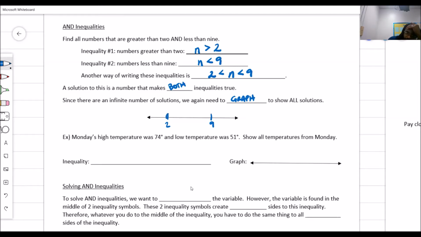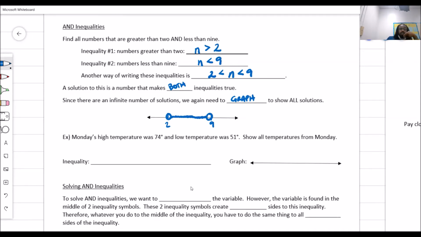Okay, so I'm gonna open circle for my boundaries, and then greater than 2 goes this way, and less than 9 goes this way, and they meet. So here's my graph for x is greater than 2 and less than 9.